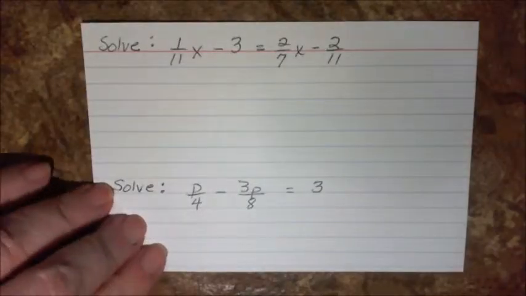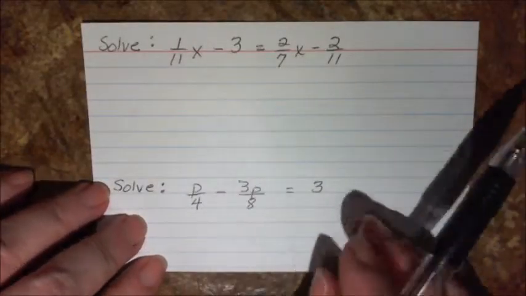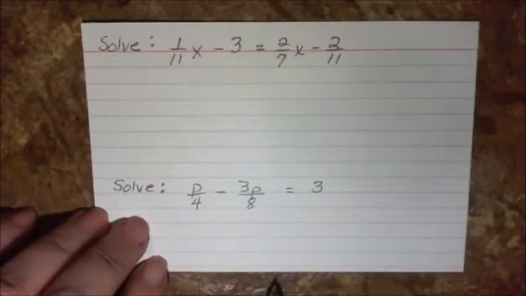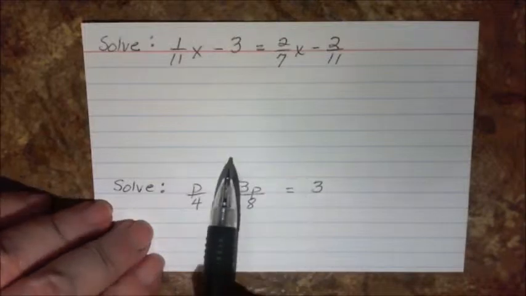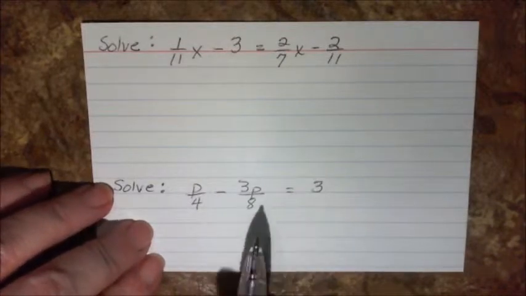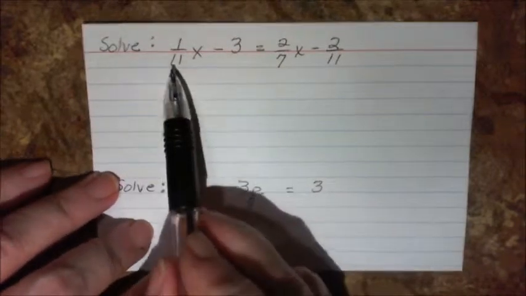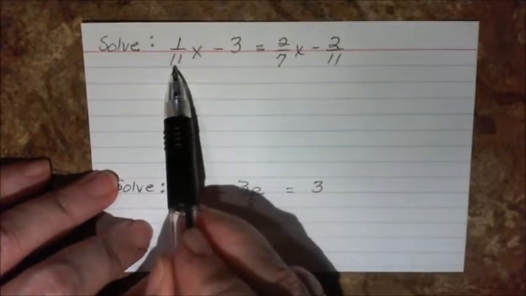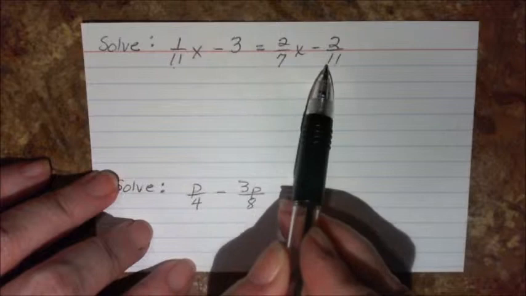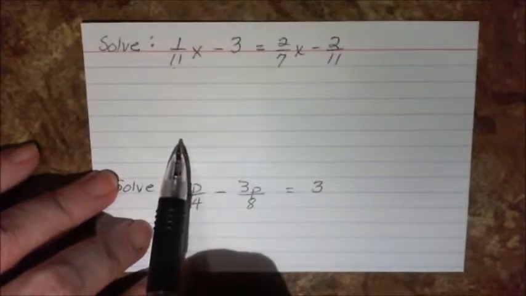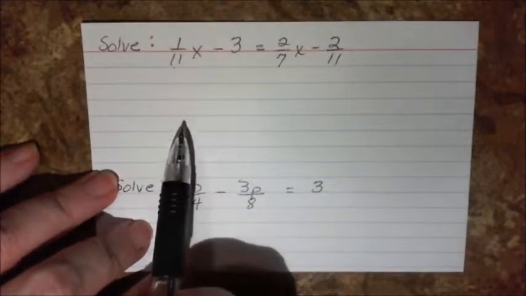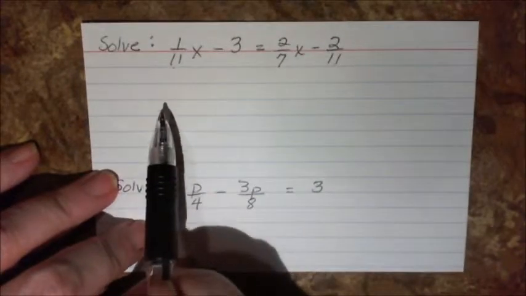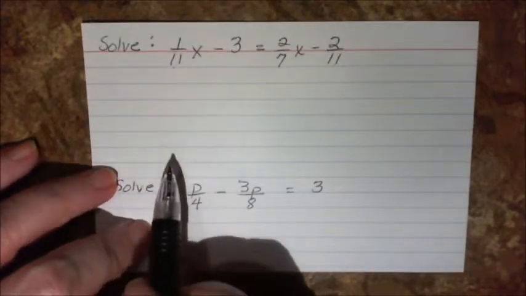Okay, more solving linear equations in one variable. These contain fractions. We'd like to clear the fractions when possible. So we look at all the fractions in the equation and consider the denominators, 11, 7, and another 11. And we know that we can clear those fractions if we can find the least common multiple, and for 11 and 7 that would be 77.